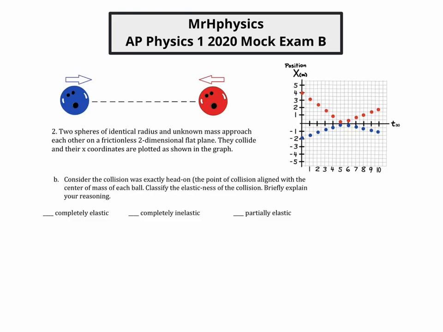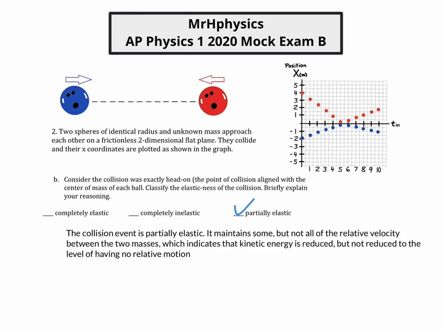What does that say about the y direction? Well, they also told us that it was exactly head-on. So because it's exactly head-on, we don't have to worry about the second dimension. It was all a one-dimensional event. So now all we have to do is put that into words. So we want to say something along the lines of the collision event is partially elastic. It maintains some, but not all, of the relative velocity between the two masses, which indicates that kinetic energy is reduced, but not reduced to the level of having zero relative motion.